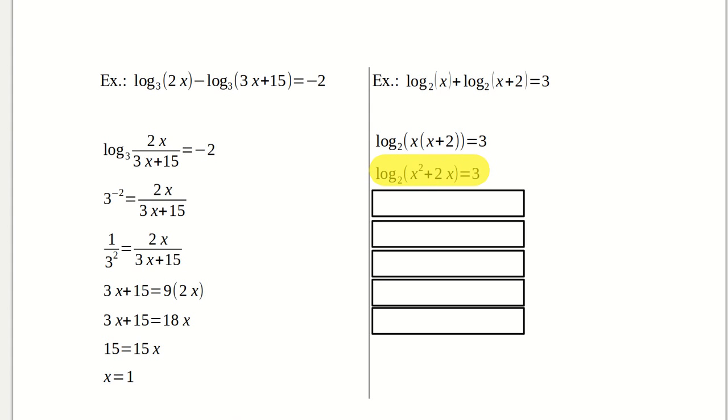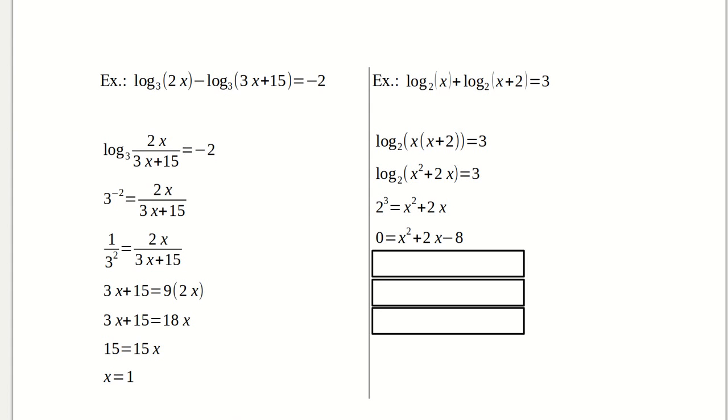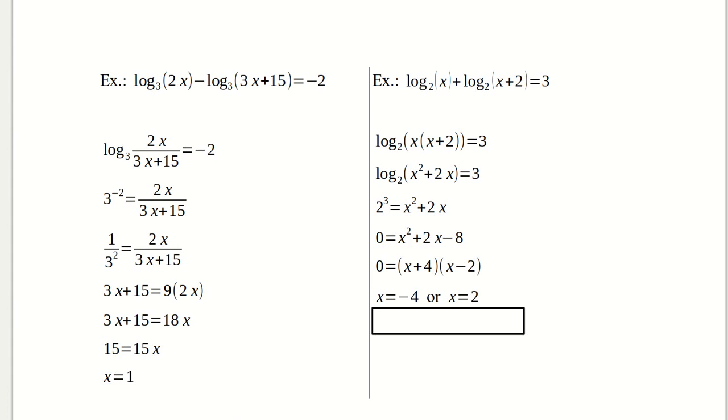The base is 2 and the exponent is 3. So we say log base 2 gives us that base of 2 and the exponent of 3. 2 cubed is 8. And we subtract 8 from both sides because we notice that this is a quadratic equation. So we're trying to solve it using the zero factor property. So we've got it equal to 0, all set to use the zero factor property. One sum product. Looks like we've got 2 solutions.